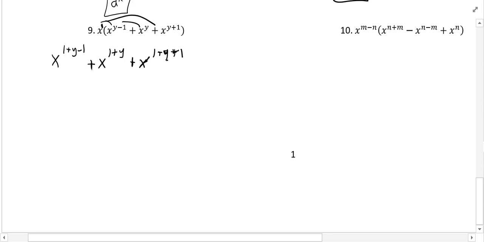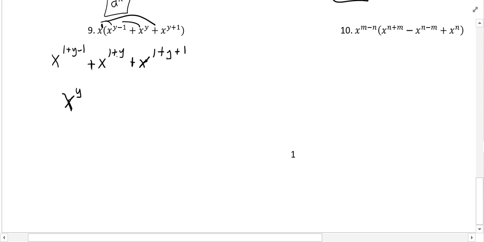Sorry, y plus 1. Let me erase that. 1 plus y plus 1. Okay, so now what we have left to do is simplify. 1 and negative 1 are going to cancel out. So here you're just left with x to the y.